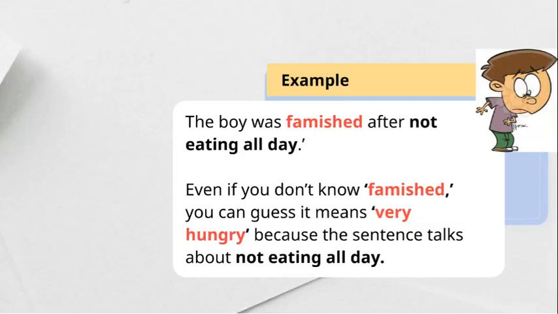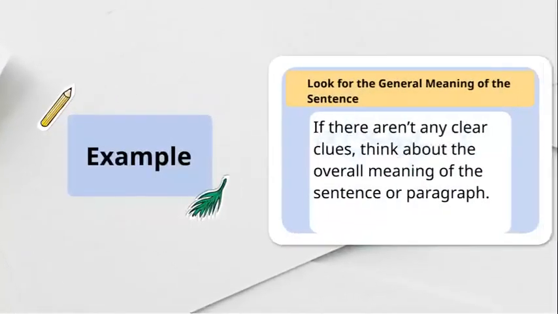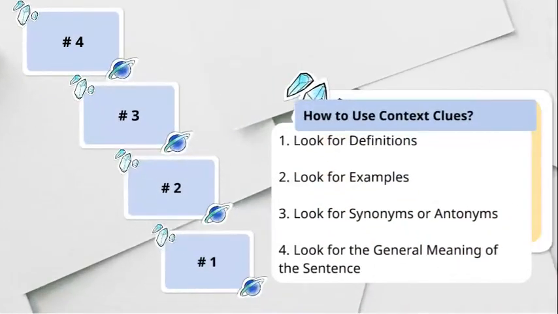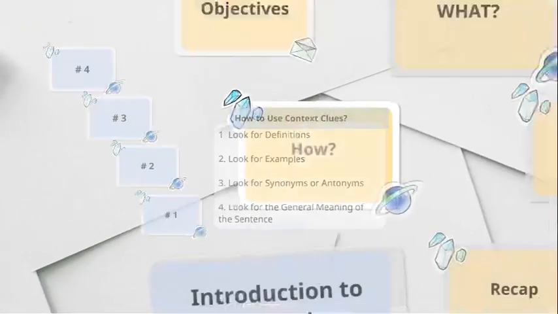So he did not eat, not eating, and famished. What happens when you don't eat for the whole day? So even if you don't know the meaning, you can guess that it means very hungry because the sentence says about not eating all day. So sometimes you need to read the whole sentence and try to guess the meaning. So these are a few ways on how to use context clues.